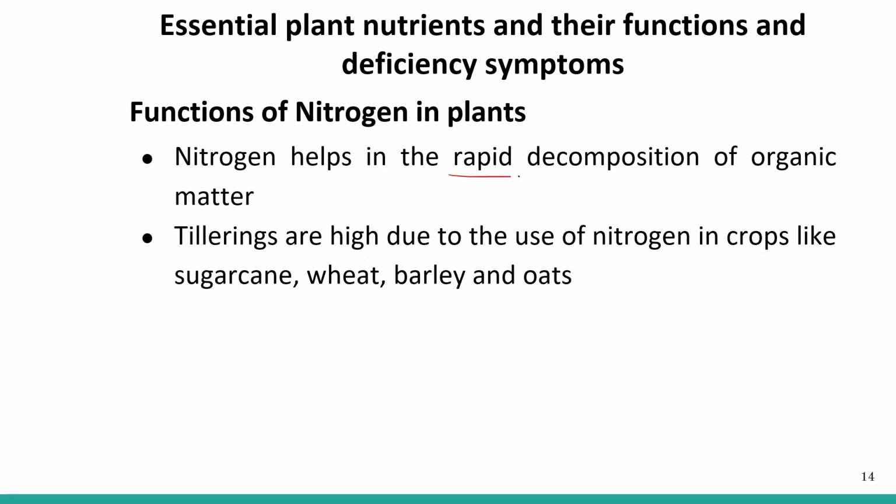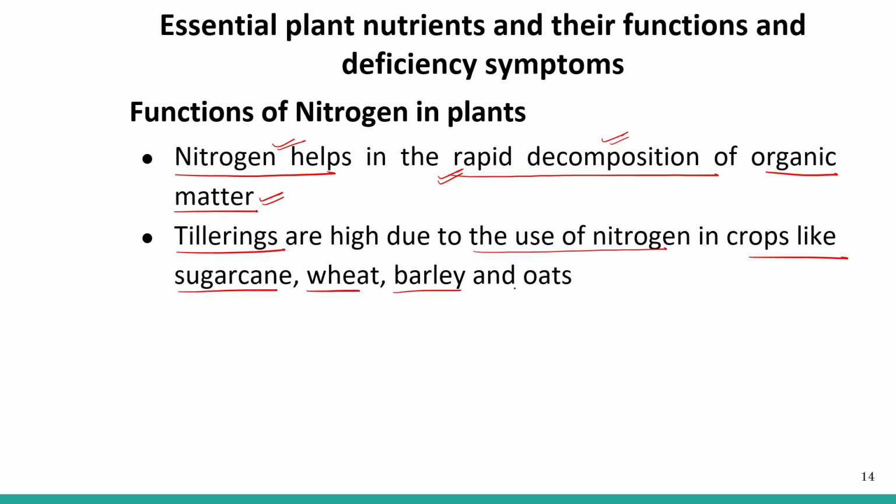Nitrogen helps in the rapid decomposition of the organic matter. So there is so much organic matter present in the soil, and nitrogen helps in the decomposition of this organic matter. Tillering is high due to the use of nitrogen in crops like sugarcane, wheat, barley and oats. So this particular tillering is due to the use of nitrogen only. Otherwise, crops like sugarcane, wheat, barley and oats will not tiller.